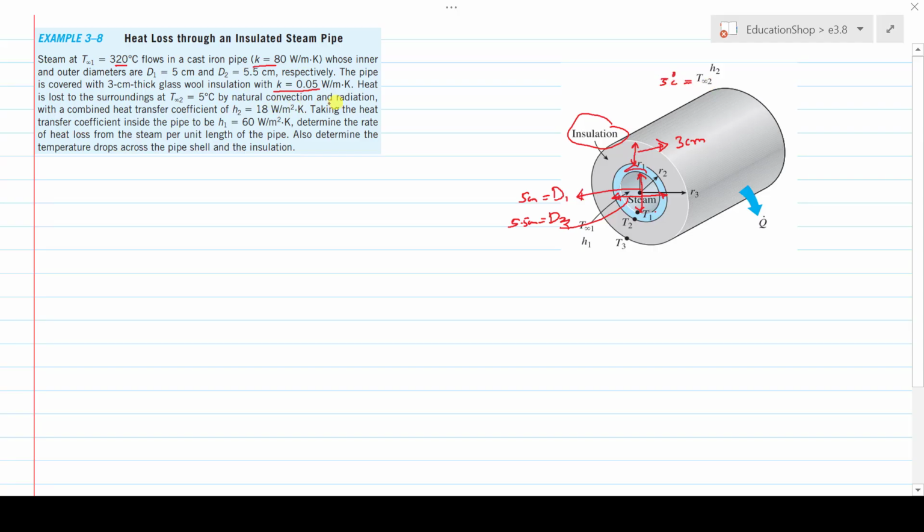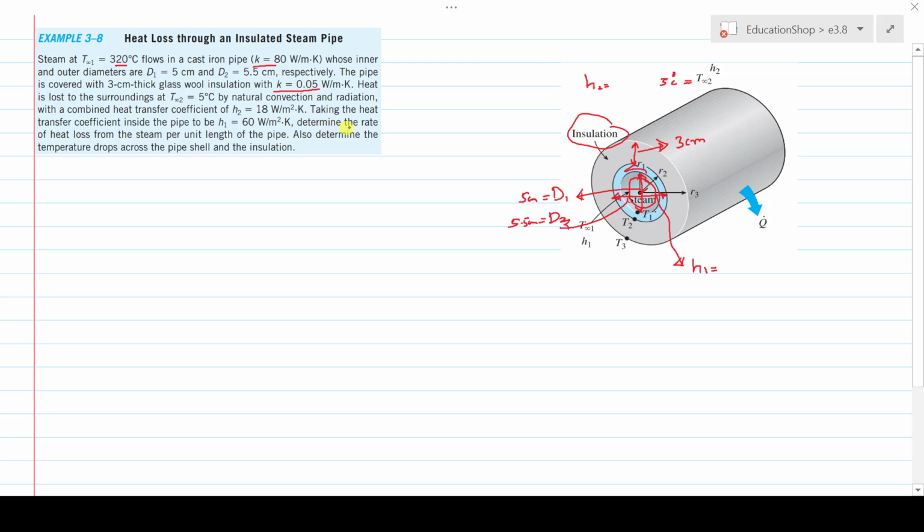Natural convection and radiation with a combined heat transfer coefficient of H2. The outside environment convection heat transfer coefficient is H2 and its value is given as 18 watt per meter square Kelvin. Taking the heat transfer coefficient inside the pipe to be H1, that is 60 watt per meter square Kelvin. Inside this pipe there is steam. The steam also loses some heat, and the type of heat loss within the steam is convection heat transfer. That's why the convection heat transfer coefficient inside the pipe is given, that is H1, and its value is 60 watt per meter square Kelvin.